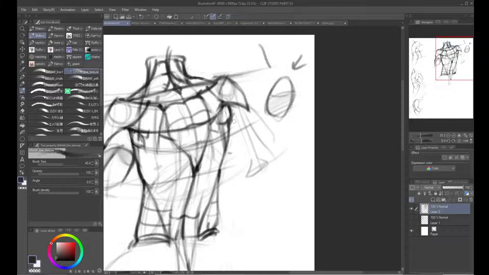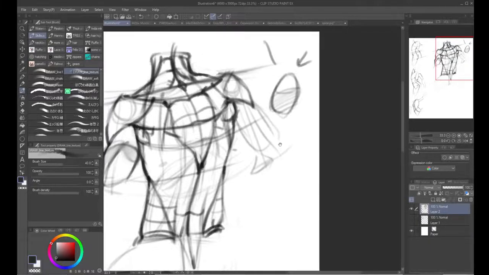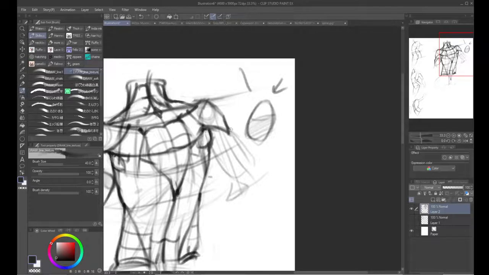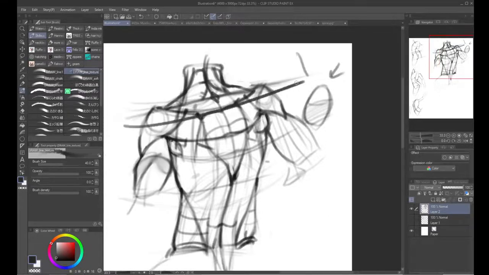Let's move this hand a little bit to create a less natural pose to enhance our movement, which is implied by this line.